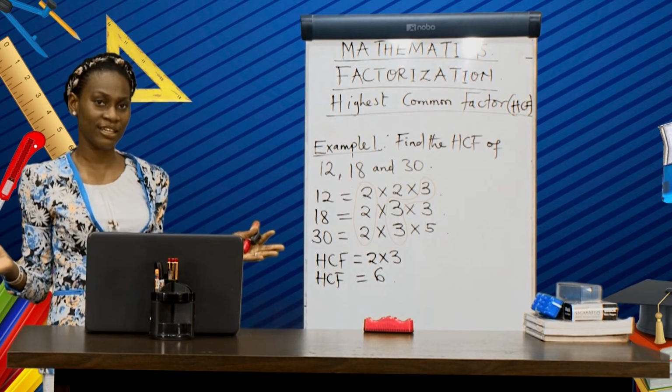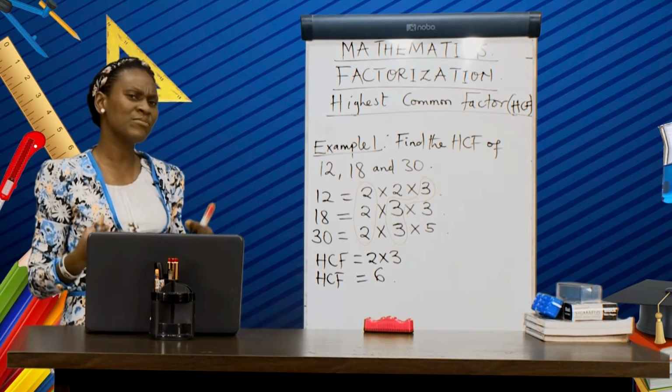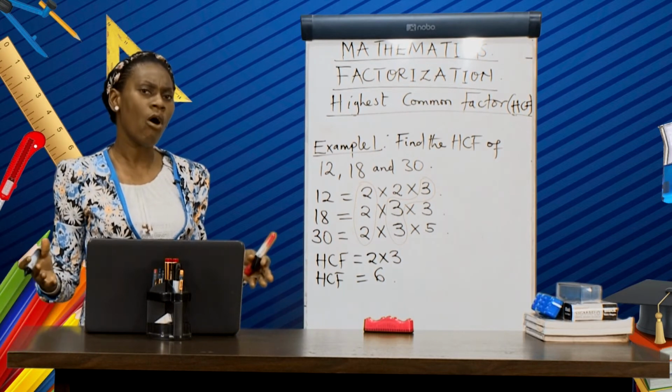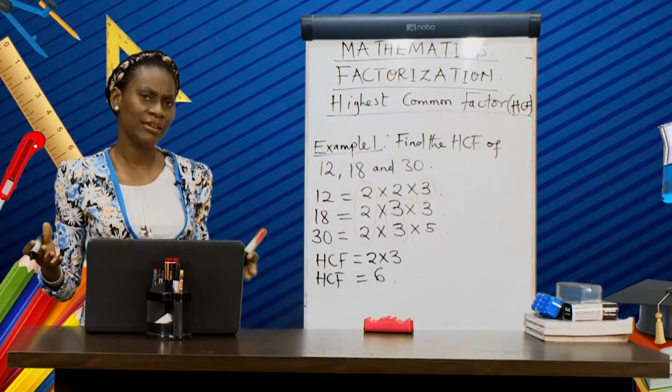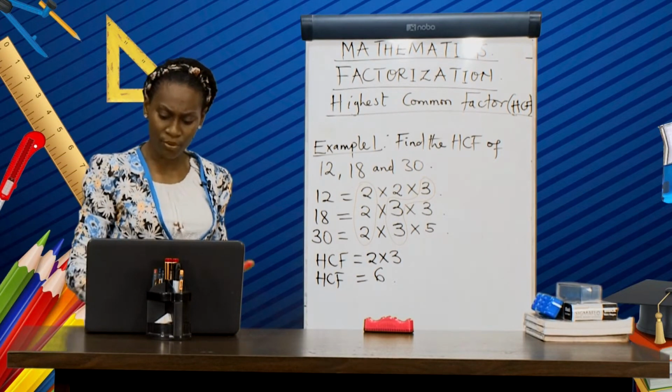I believe this is clear. It's something I believe you should have or you are used to by now. So let's move on to the core. How do we find the HCF of algebraic terms? It's simple and very similar to this. So let's move on to example 2.